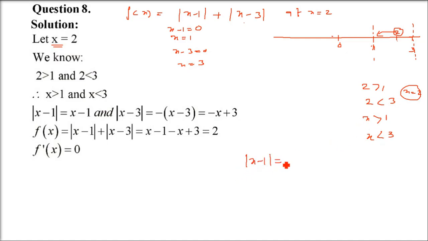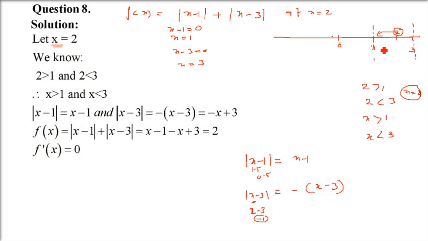I hope you got the idea. For x minus 1, if you directly put the value 2, 2 minus 1 is positive, so the mod will give you positive. Even if you put 1.5 or any value greater than 1, mod x minus 1 is going to give you x minus 1. But for x minus 3, if you put 2, or say 1, any value lower than 3, it's going to give you a negative x minus 3 when you take it out of the modulus. So it will be minus of (x minus 3). Okay, I hope you got the idea.